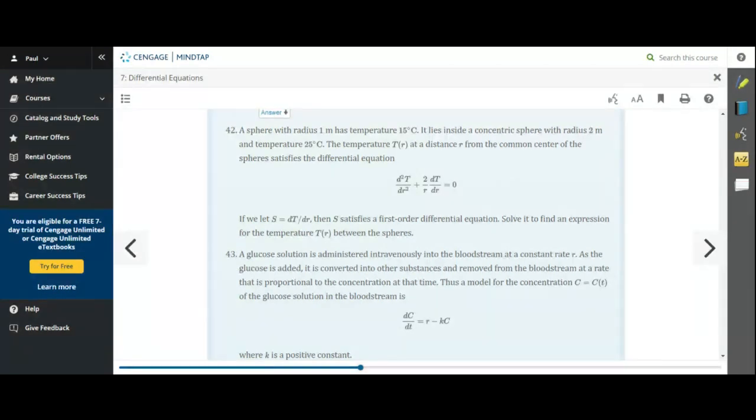The temperature T(r) at a distance r from the common center of the spheres, so that's measured from the center of both the spheres, they have a common center. That temperature satisfies this differential equation, okay?